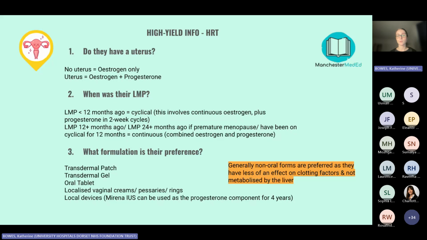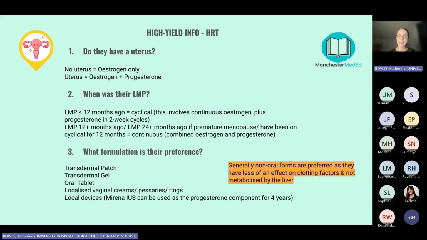And then the last bit is what's their preference for HRT? Some people will be happy to try a patch. Some people will prefer an oral tablet. And if a woman has just got localized symptoms of vaginal atrophy and dryness, maybe some dysuria, and no vasomotor symptoms like flushing or night sweats, then you might be fine prescribing a topical estrogen preparation, just a topical vaginal gel or something like that. It might be more appropriate.